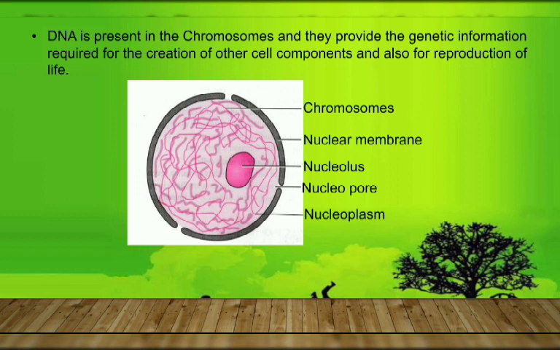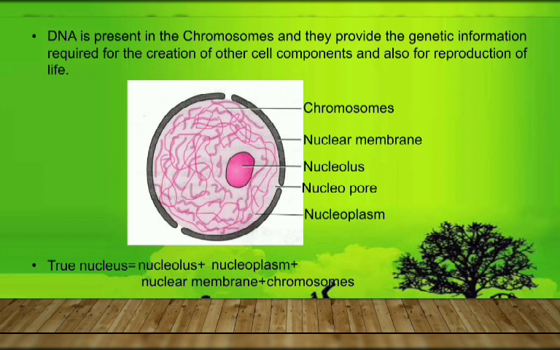Now the next point is very important, keep it in your mind: the true nucleus. In a true nucleus, the nucleolus, nucleoplasm, nuclear membrane and chromosomes are present. True nuclei are those in which nucleolus, nucleoplasm, nuclear membrane and chromosome are present.